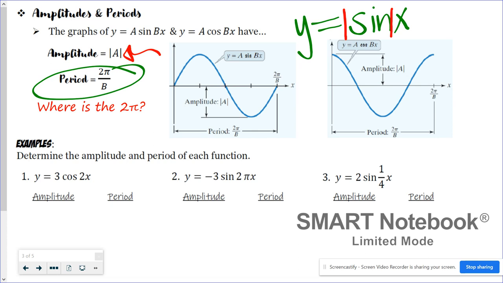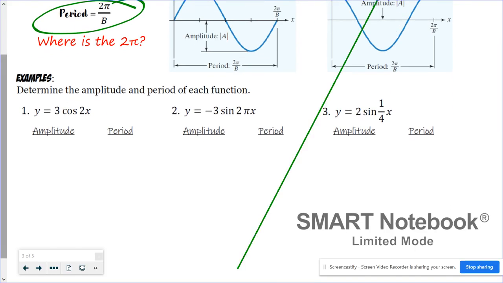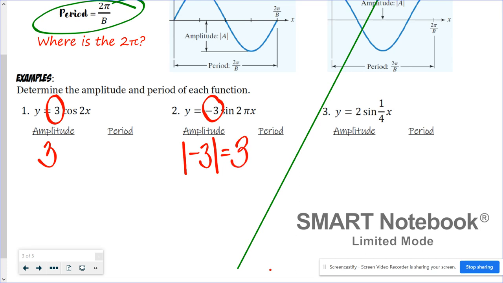So taking a look at 1 through 3, I'm simply identifying the amplitude and period. Remember, the amplitude is going to be the absolute value of a. Remember, it's the distance from the midline to the maximum. So number 1, since a is 3, the amplitude is 3. In problem 2, since a is -3, the amplitude is the absolute value of that. So that means it's just 3. And then in problem number 3, the amplitude is 2.